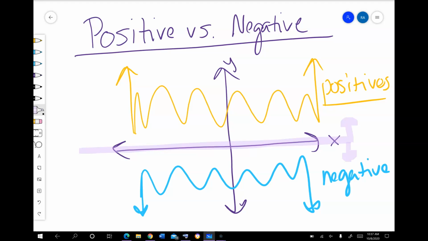All right, so we've got a couple of graphs we're going to look at. We want to find the positive and negative intervals. Again, we're doing x values, and you'll be using parentheses.